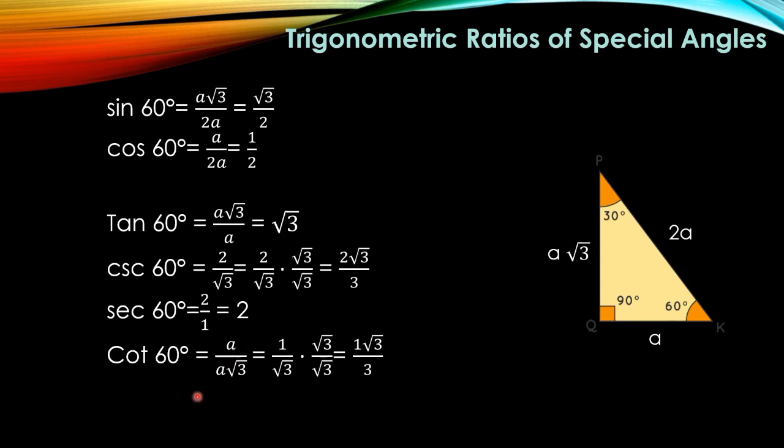Next, cotangent 60 degrees. Pagbalik na rin ang the square root of 3. So, the denominator of the square root of 3 is 1. So, the reciprocal will be 1 over the square root of 3. Rationalize. So, i-multiply sa the square root of 3, both the numerator and the denominator. So, the product will be the square root of 3 over 3.